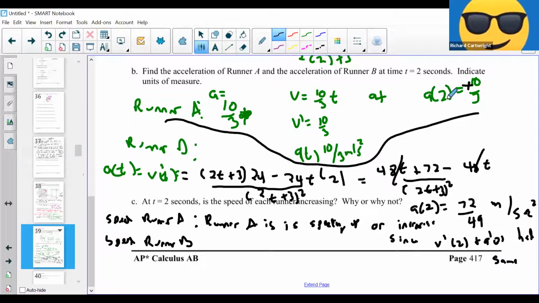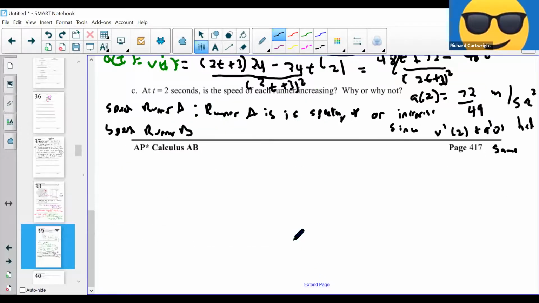Whoop. Where's my button that allows me to extend my room? There it is. Same signs.